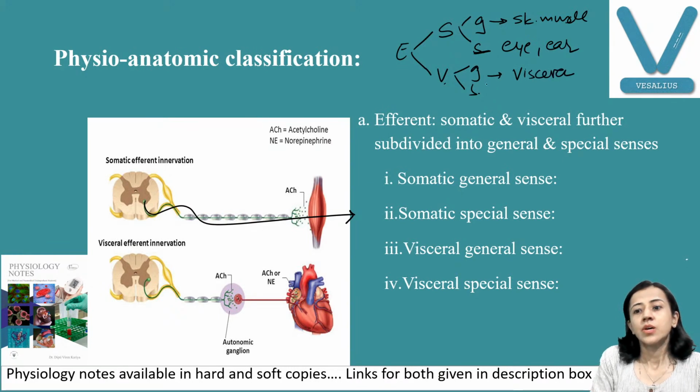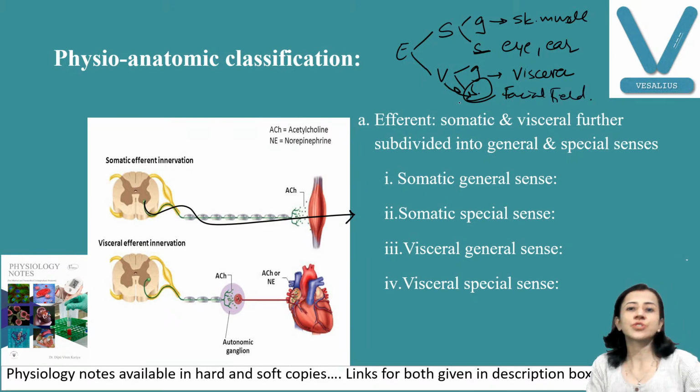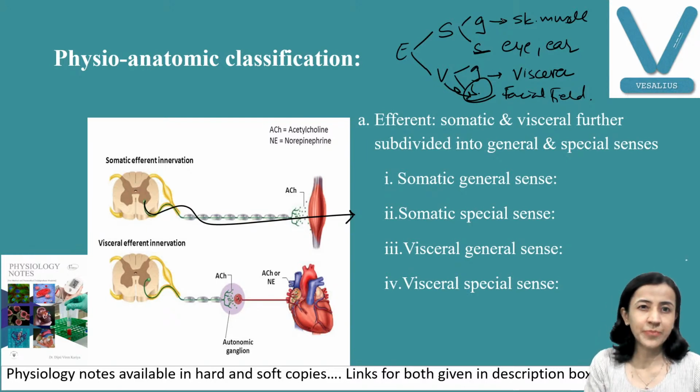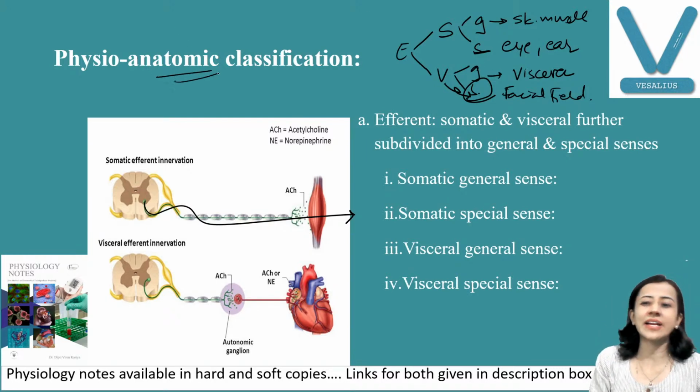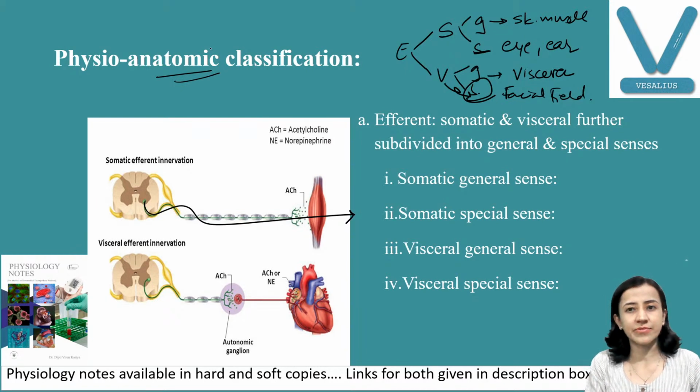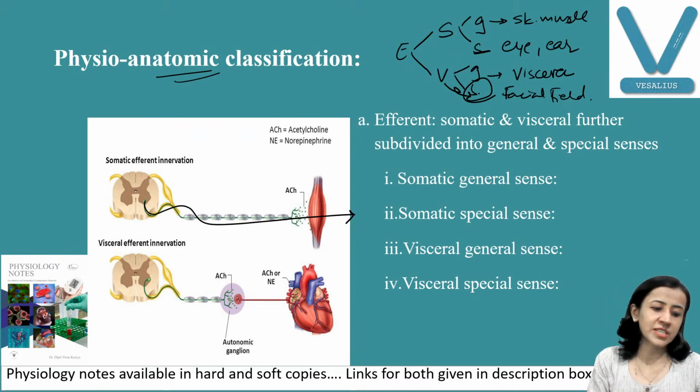And special visceral means motor fibers to the muscles of facial field. Special senses are here. Fine. So these are the efferent fibers. Okay, so this is our physio-anatomic classification: afferent and efferent, somatic, visceral, general, special.